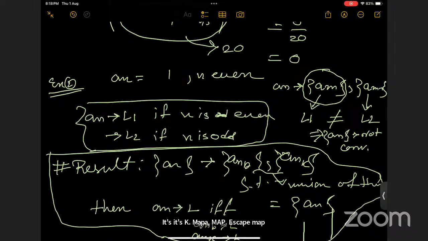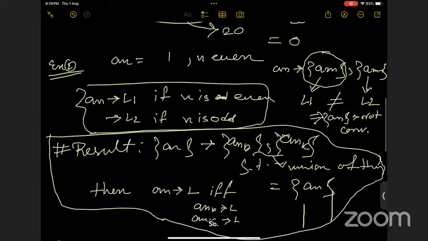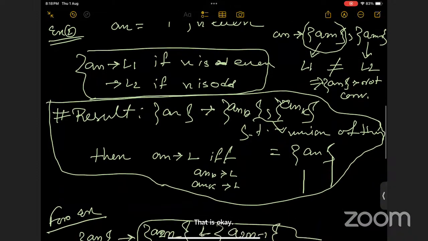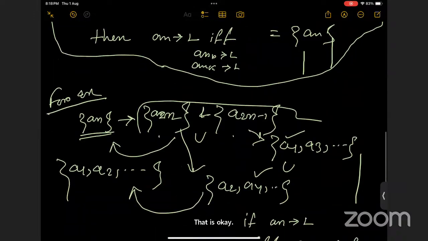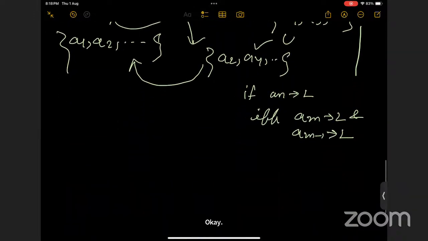Otherwise, there is one other book, Introduction to Real Analysis by Bartle and Sherbert. In that, the very basic portion they covered about sequence and series. You can go through this. So, if you don't have any further doubt, we can move to the next example.